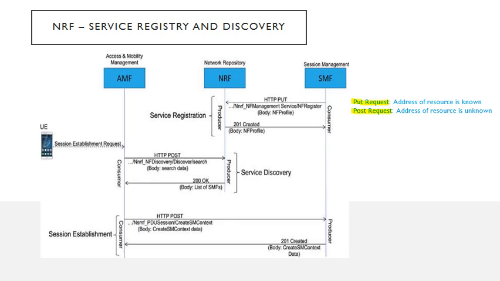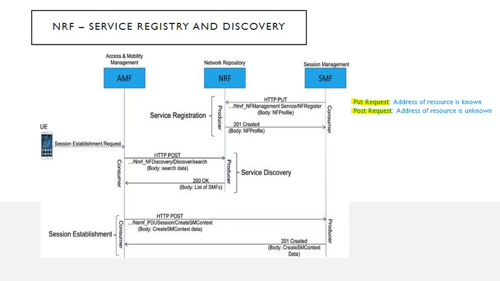After service registration, when session establishment happens, the AMF will send the HTTP POST request. Why a POST request? As I told you earlier, because the AMF doesn't know which SMF it has to address. So it will send a generic query to the NRF in the form of an HTTP POST request, and the NRF will search its database according to the requirements of the AMF, and respond back with the list of SMFs that match the criteria of the AMF. So the HTTP POST request goes to the NRF, and the NRF responds back with the list of SMFs with 200 OK.